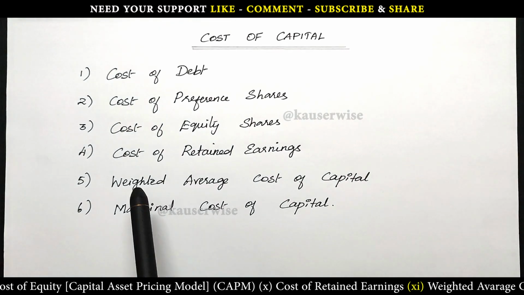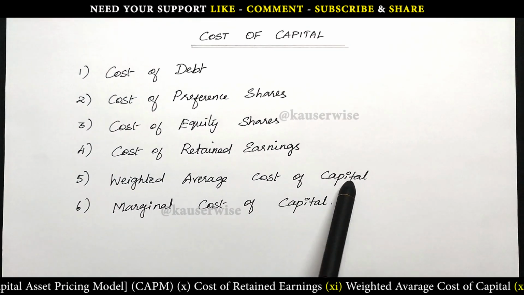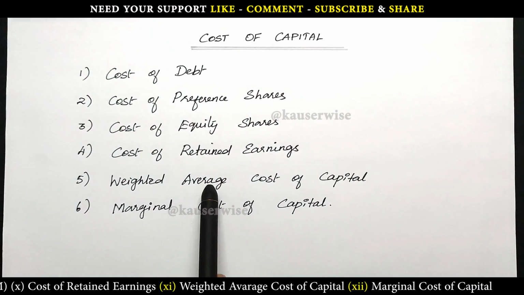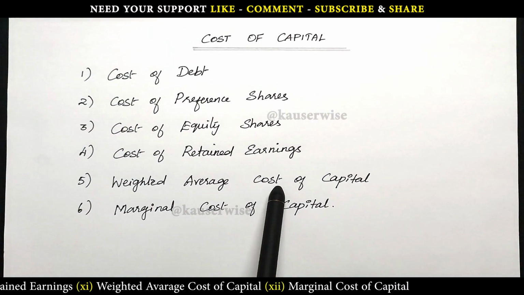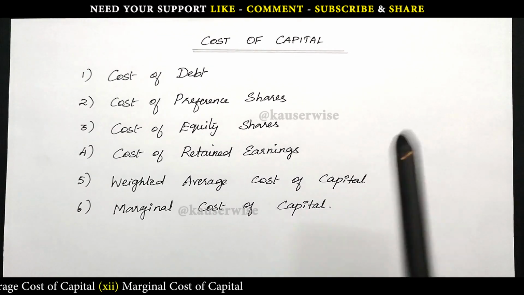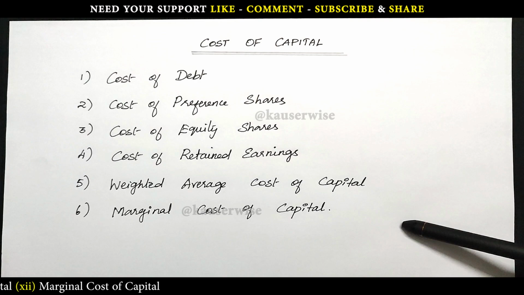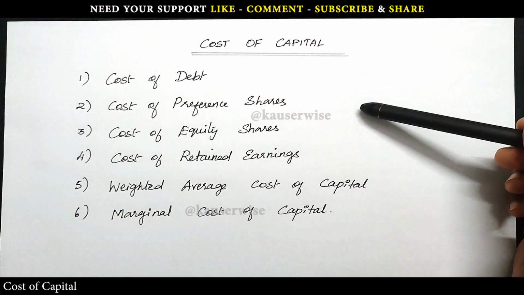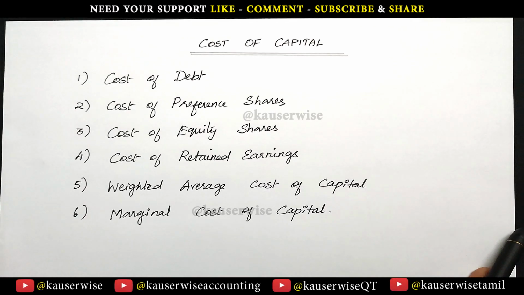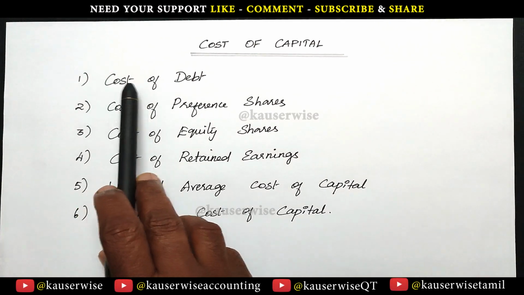The next one is weighted average cost of capital. After finding the four different components, you can find out the average, that is weighted average cost of capital. And the last one is marginal cost of capital. These are the various components we are going to discuss one by one along with the numerical problem. Now in this video we are going to see the first one, that is cost of debt.